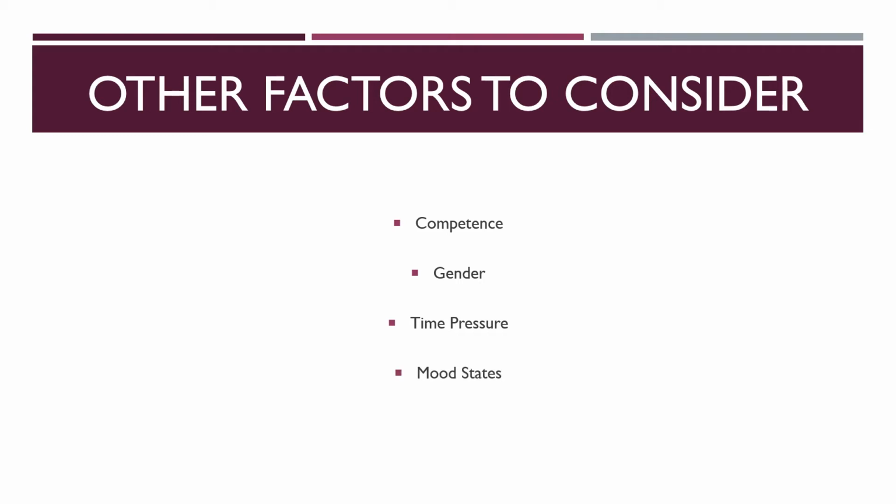Mood states. According to Isen, 1970, people are more likely to help when they're in a good mood than when they're in a bad mood. This is because when people are in a good mood, they experience a warm glow of success, which increases the chance of someone helping.